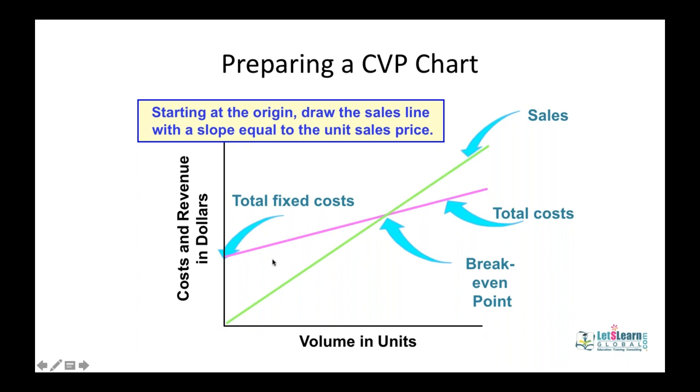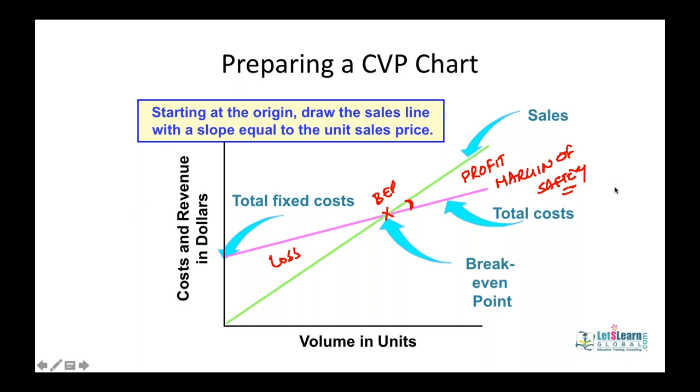Now here, this is a loss area. This is called the break-even point. And this is a profit area, also called margin of safety. Once this angle is formed, you will enter into a profit area. Each one unit you sell will bring you more profit.